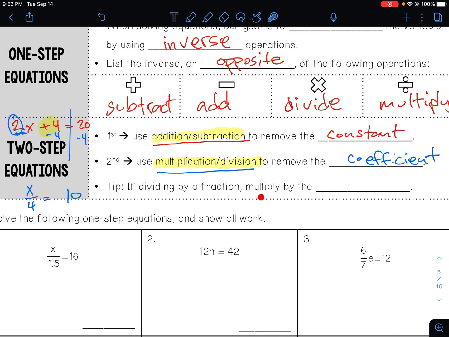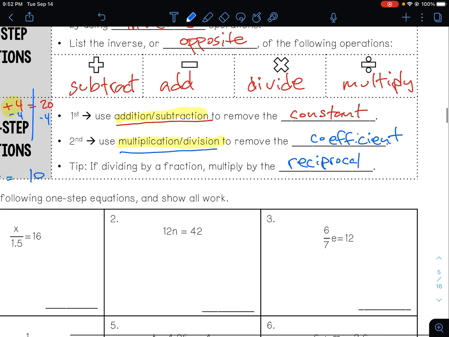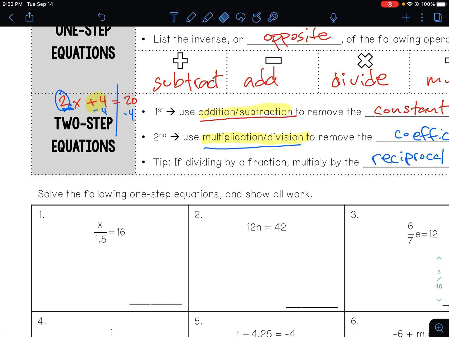Tip: if dividing by a fraction, multiply by the reciprocal. What's that again? Well, if our equation looked like 3/4 x equals 20, how do you get rid of the fraction? You multiply by the reciprocal, which is 4/3. Remember, you do it on both sides, because 4 times 3 is 12, 3 times 4 is 12, and 12 over 12 is just 1, so it cancels out the fraction.